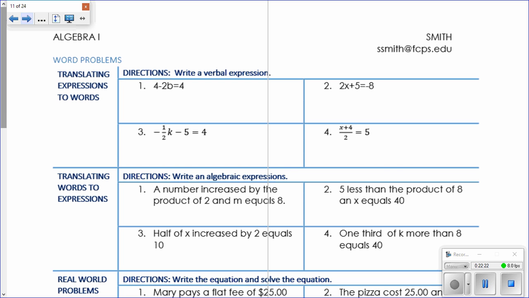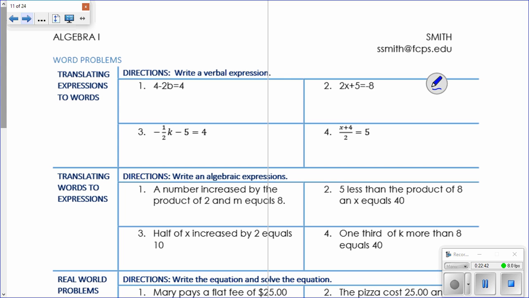But the next part is going to be practicing word problems. So we're just going to go through this fairly quickly. I'm going to do the odds. I expect you to do the evens. I will do the real world problems with you as well.